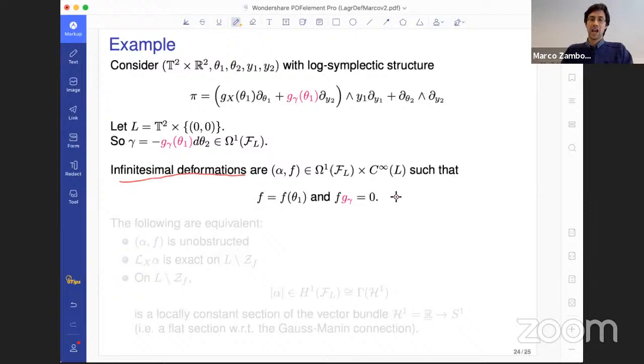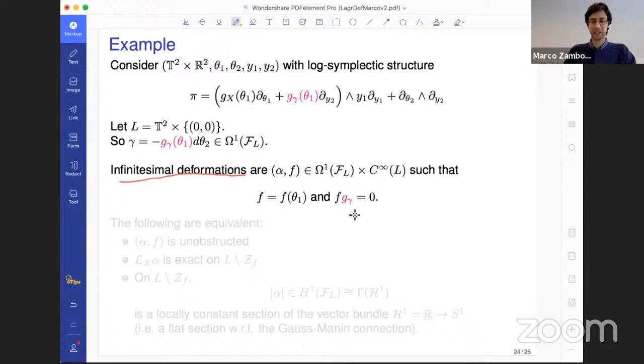They're given by pairs, and they satisfy some linear constraint that involves only gamma. So gamma, remember, told you what the horizontal component of the modular vector field was. Not all such pairs are infinitesimal deformations, only those that satisfy these conditions here. If you take an infinitesimal deformation, then the fact that it be unobstructed or not doesn't depend on the modular vector field. This is quite surprising, I think.